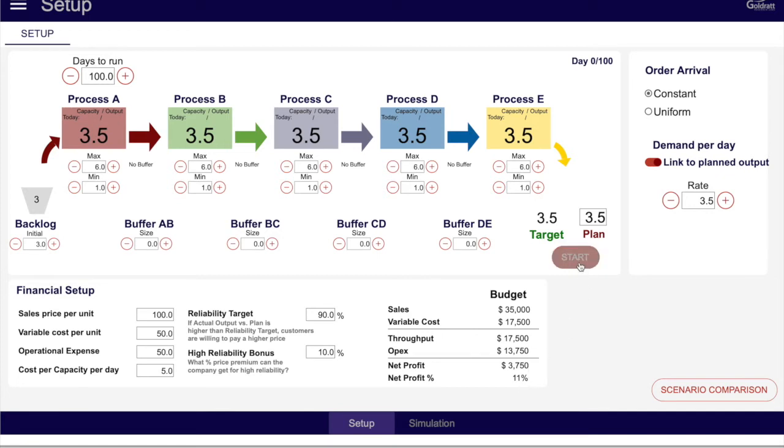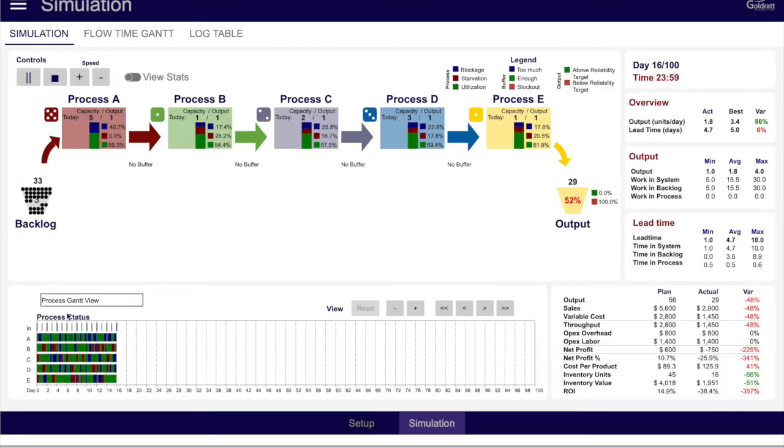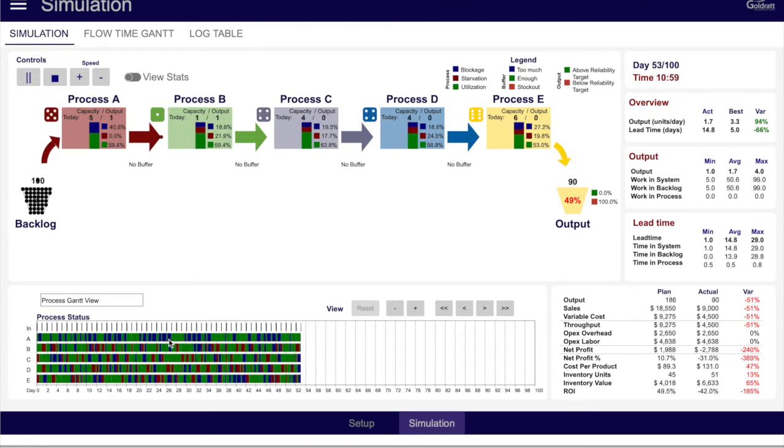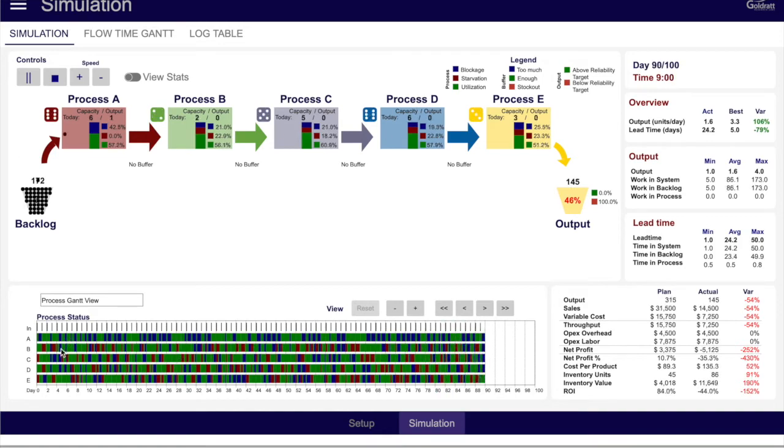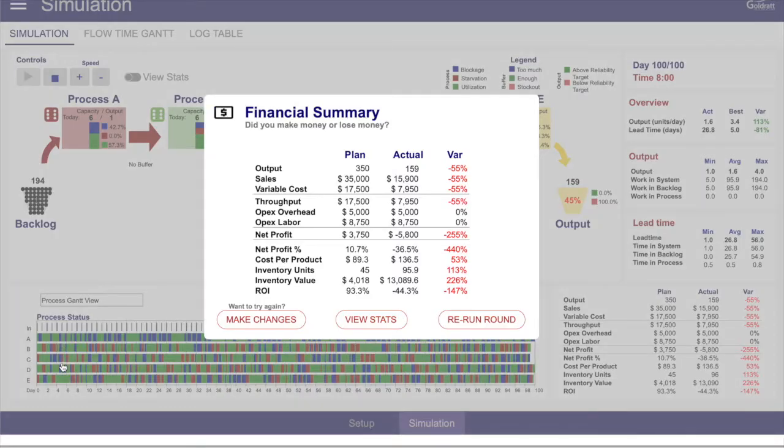Let's see what happens if we have zero buffers, so zero decoupling in between these. Let's see what happens. You can see the Gantt charts here at the bottom. The blue is showing the level of blockage, and the red is the level of starvation that each of these little machines are subject to, and that's where you lose capacity. You can see there's a lot of blue and red there, and when we look at the numbers, wow, it's immediately obvious in the actual.